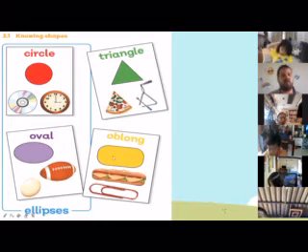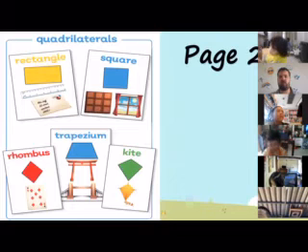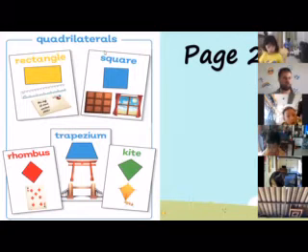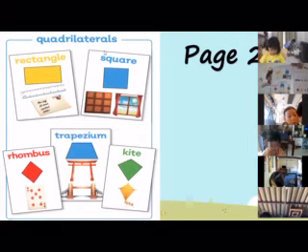Okay, so let's go over our shapes one more time. So we have circle, oval, triangle, oblong. Okay, very good, everybody. Next, can we go to page 24, please? Please go to page 24. Okay, 24 looks like this.